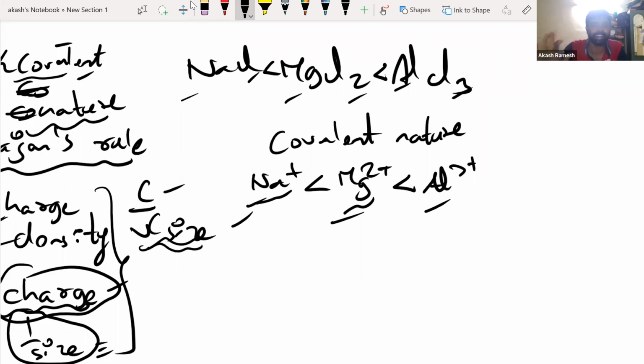Is this point very clear to everybody? Is everybody okay? Can I get a yes from everyone? Sir, is size the same in all the three cations? No, obviously it will not be the same, right?